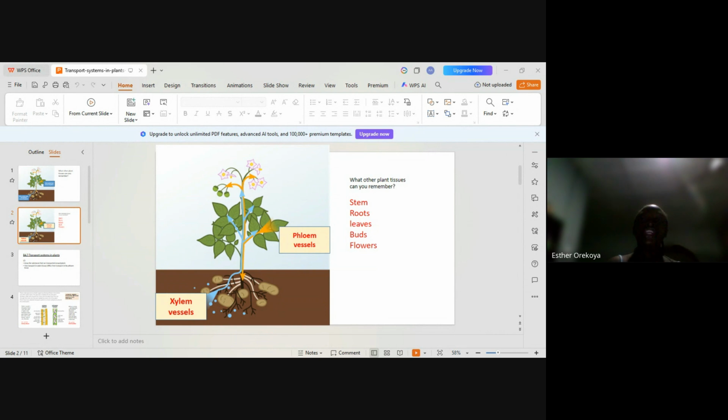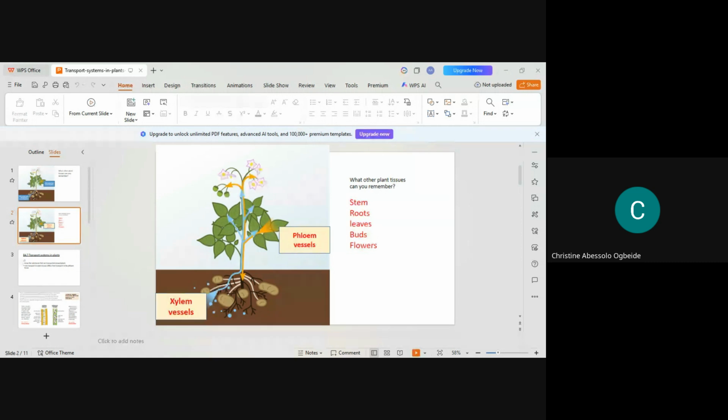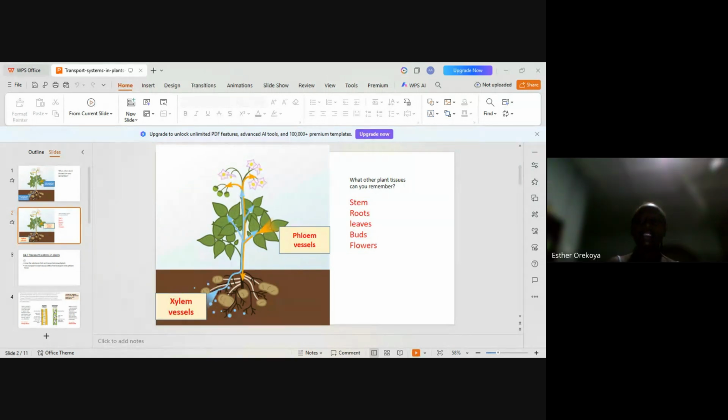What organs in the human body, I'm talking about the human body, what organ in the human body is responsible for excretion of water? Does anybody want to give it a trial? The kidneys, ma. Yes, the kidneys. Thank you. We also have the skin.